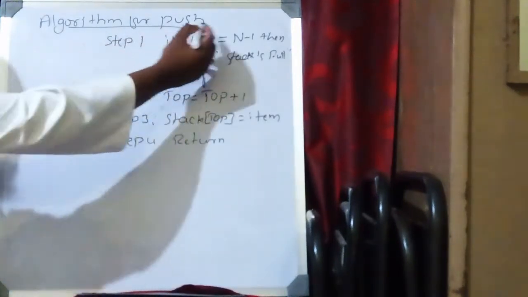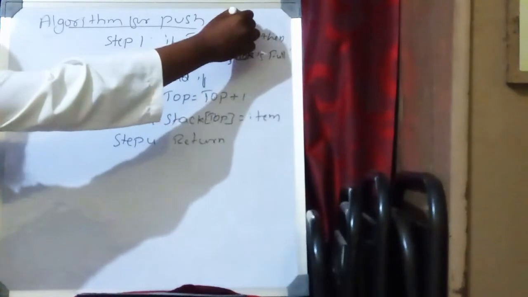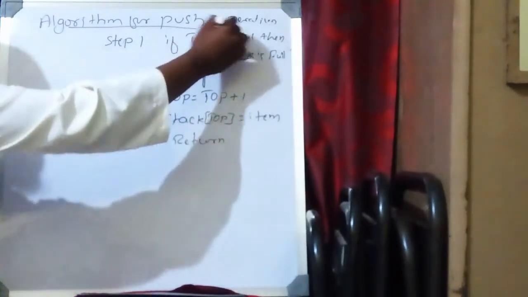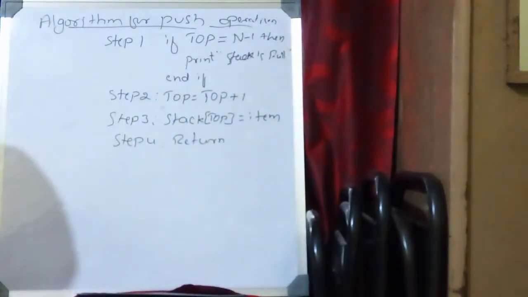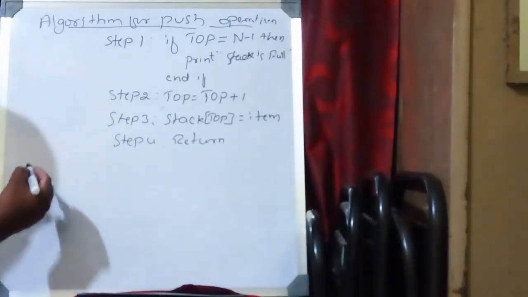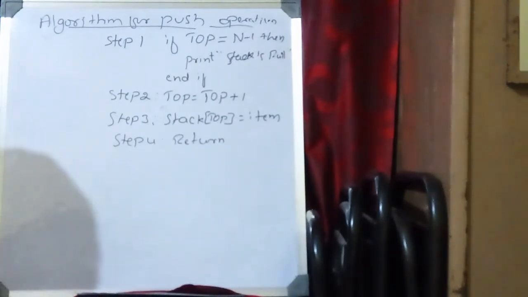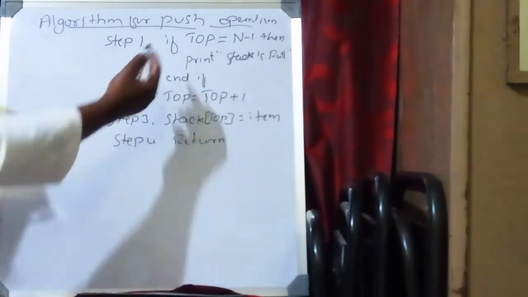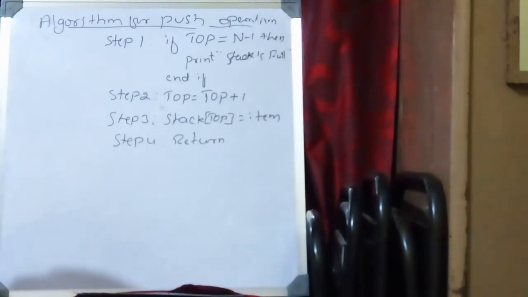Now we will see the push operation. The push operation we use to add one element into the stack. We already know a stack is a data structure in which we can add or remove an element always at the same end. The end we call the top. Top is an end. Clear?